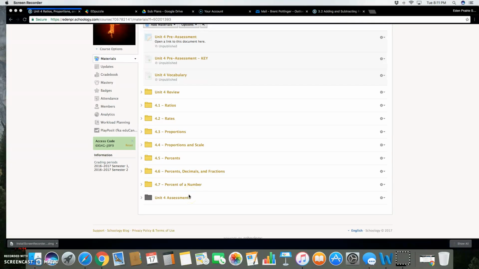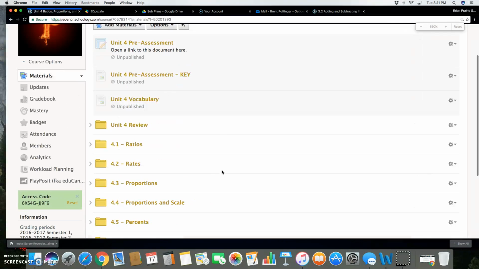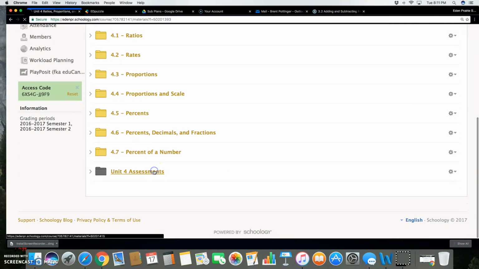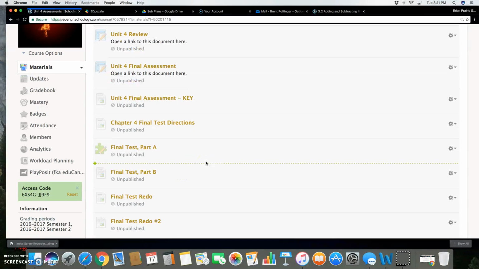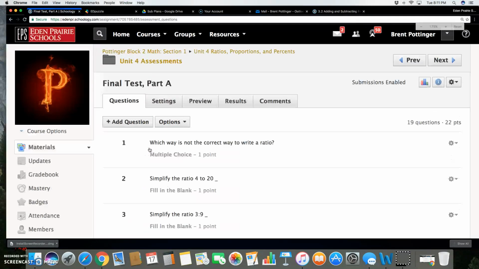I'm going to zoom in so that y'all can see what I'm talking about a little bit better. Once you get into the Unit 4 test assessment folder, which you should already be in because you're watching the final test directions, you're going to go to Final Test Part A, click on it, and complete the questions in Part A.